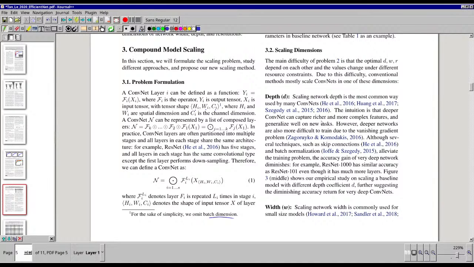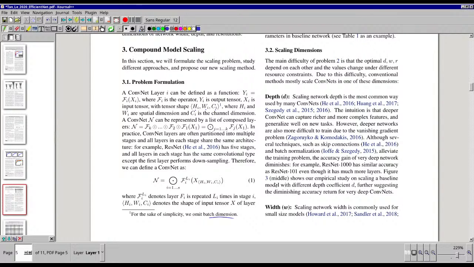The intuition is that deeper ConvNets can capture richer and more complex features and generalize well on new tasks. However, deeper networks are also more difficult to train due to the vanishing gradient problem, although several techniques such as skip connections and batch normalization alleviate the training problem. The accuracy gain of very deep networks diminishes. For example, ResNet-1000 has similar accuracy as ResNet-101, even though it has many more layers.